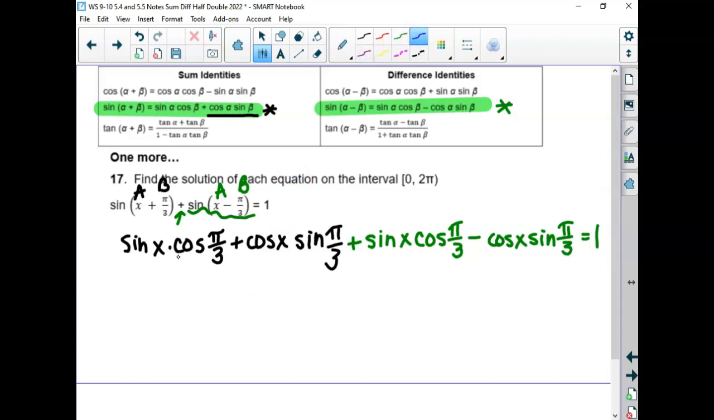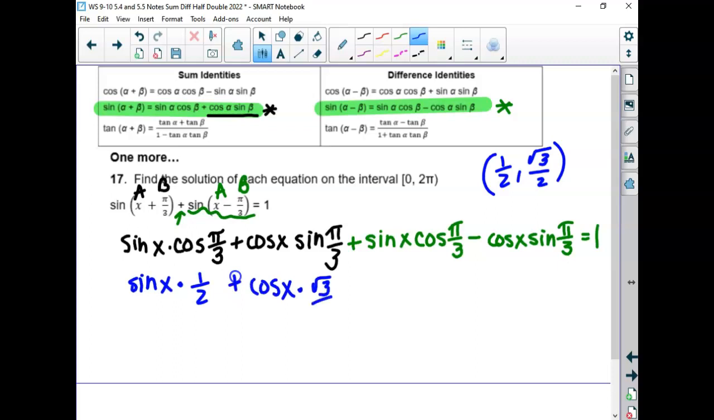Okay, someone, what is the cosine at pi over 3? What's the ordered pair at pi over 3? 1/2 comma square root of 3 over 2. Do I have that right? Okay, so this would be sine of x times 1/2 plus cosine of x times square root of 3 over 2 plus sine of x times 1/2 minus cosine of x times square root of 3 over 2 equals 1. Okay, anything cancel out or anything fun?